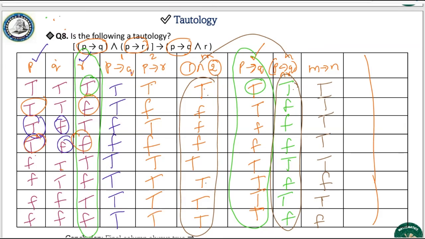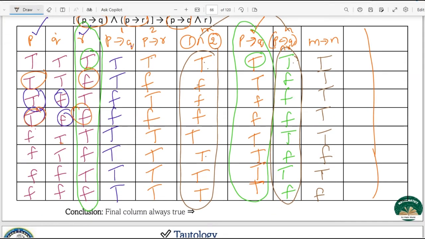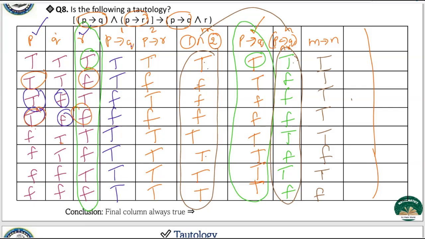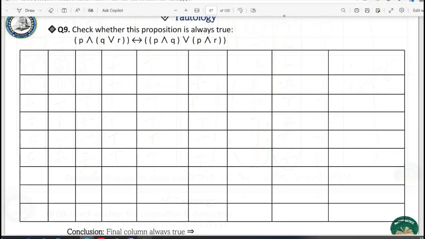So we can find that the given value in the end is not all T. Therefore, is the column always true? No, it is not true. It is not a tautology. If it is not a tautology, then what is it? If it is not a tautology and it is a mixture, then it is called contingency.